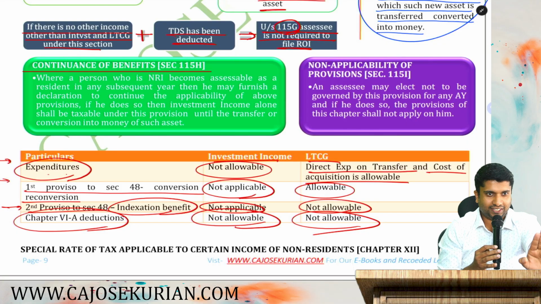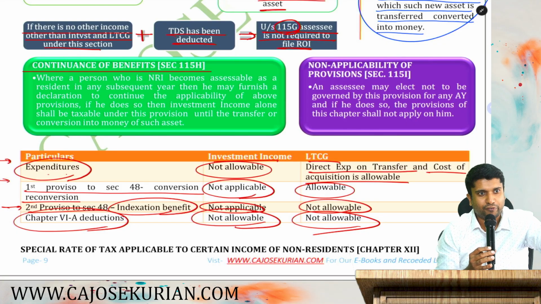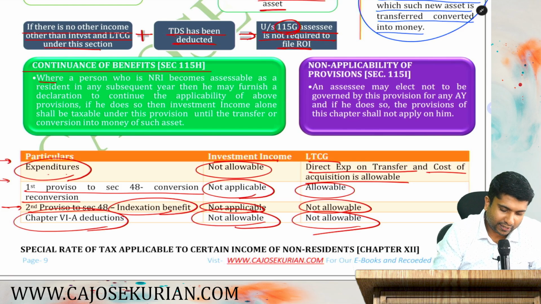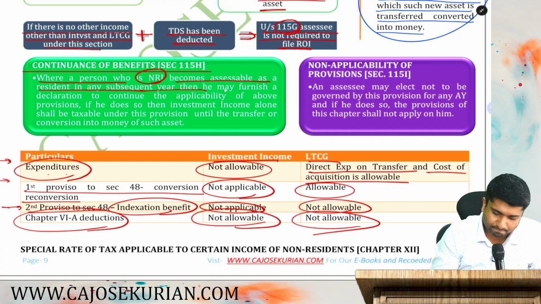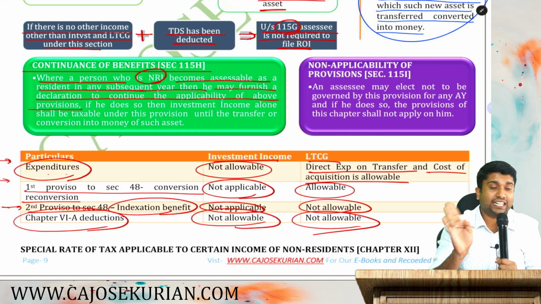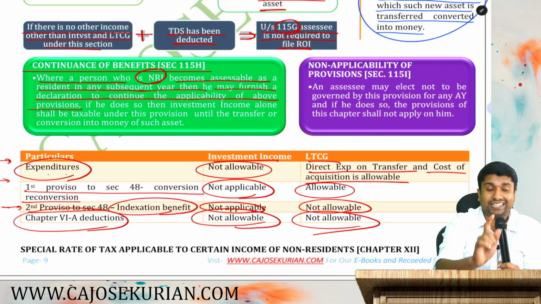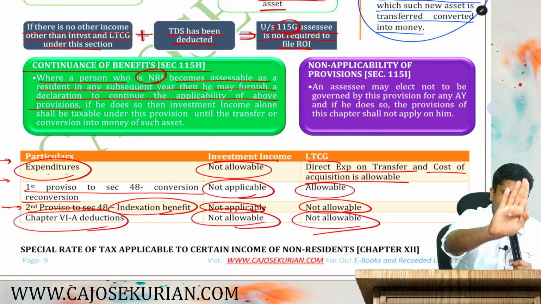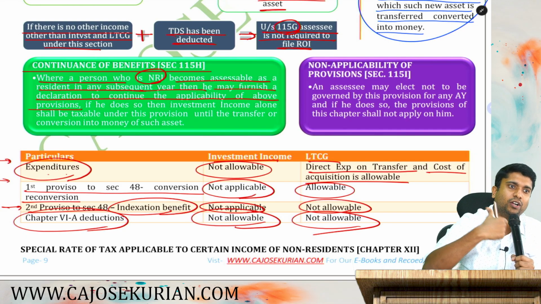The department says, don't worry. At the time of investment, you were an NRI. Now you become a resident. You can still continue these benefits. For that, what you need to do: where a person who is an NRI becomes assessable as resident in a subsequent year, they may furnish a declaration to continue the applicability of the above provision. They are not saying you have to get an approval. They are simply saying submit a declaration, a statement, stating that you want to continue these benefits.